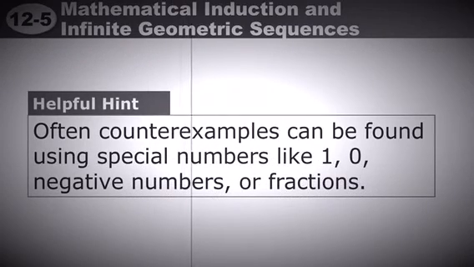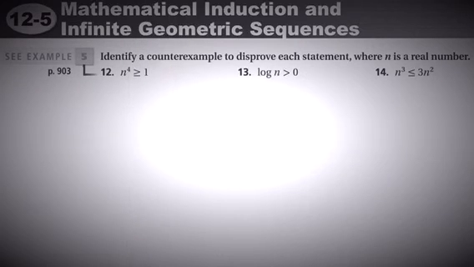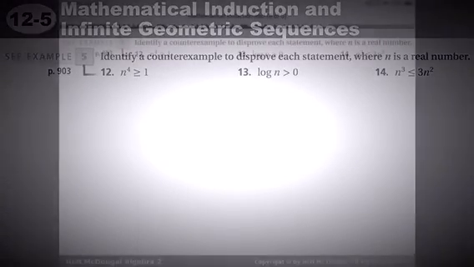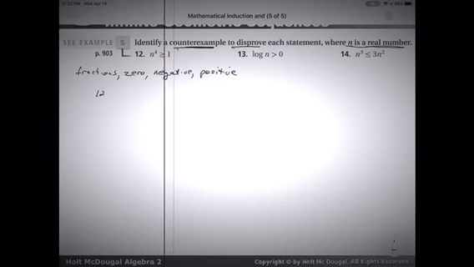Now, often with counterexamples, you can use negative numbers, 1, 0, or fractions. And so we're looking for counterexamples to disprove these statements. And so we just have to try these numbers out. We have to stick with real numbers, but we'll use things like fractions, and 0, negative numbers, and you might try different negative numbers, like -1. Positive numbers, you might try 1 and then other positive numbers. But your goal is to come up with a number that disproves it.